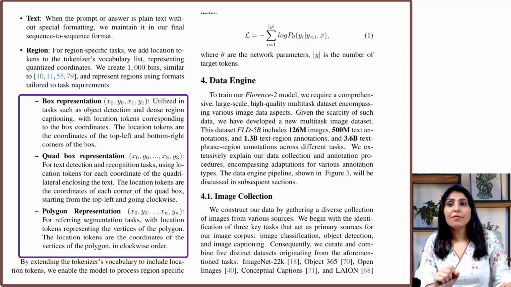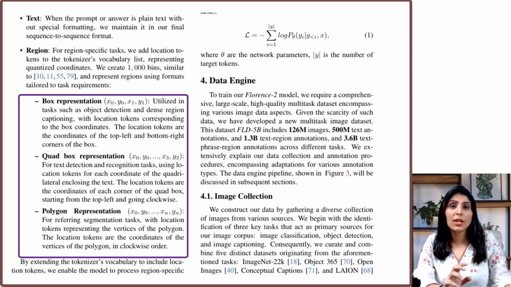Okay, and then we have quad box representation. Now what is it? They are used for text detection. Whenever we want to detect text in the images, quad box representation is used for that. And then we have polygon representation. This is used for tasks like segmentation, where tokens represent the vertices of a polygon outlining a segmented area. So by adding these location tokens into the vocabulary, Florence-2 can process region specific information uniformly across different tasks without needing task specific modifications.